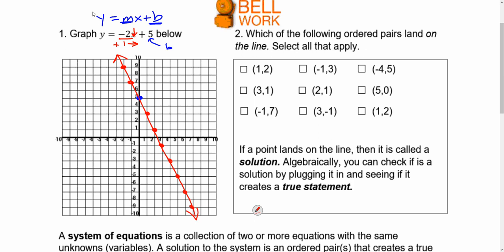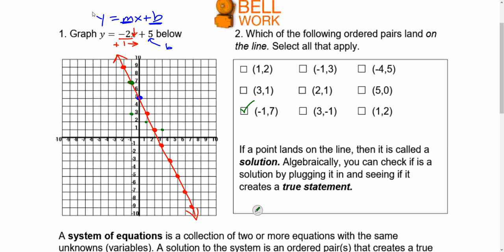The second part, part 2, says, which of the following ordered pairs land on the line? Select all that apply. So we want to know which ones are going to hit the line. So we start off with (1, 2). (1, 2) is 1 to the right and 2 up. So that's right here, so it doesn't hit the line. Let's see, we got (3, 1). (3, 1) is right here. That doesn't hit the line either. (-1, 7). Negative 1, then 1, 2, 3, 4, 5, 6, 7. That one does. So we got to check that one off. I got (-1, 3). That one doesn't.